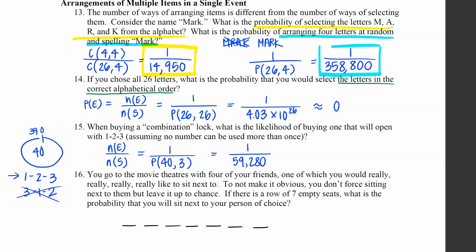For question number 16, I highly recommend that you start off with a diagram, 1, 2, 3, 4, 5, 6, 7 empty seats, and you really want to sit next to your friend of choice. And again, there are 5 of you total. There's you plus the 4 friends that you go with. Go ahead and attempt this problem, and we will be going over it together in conference.